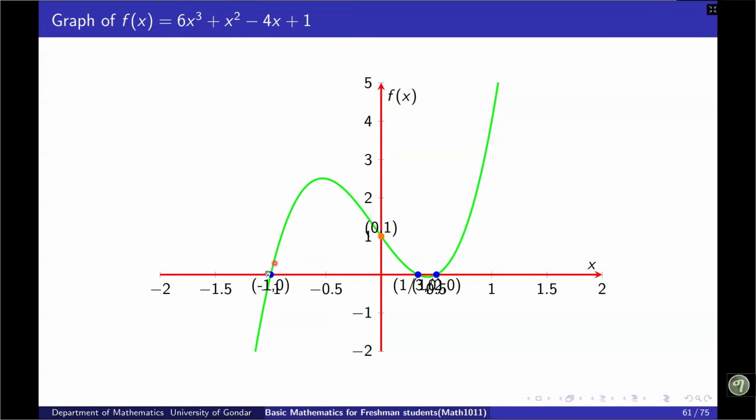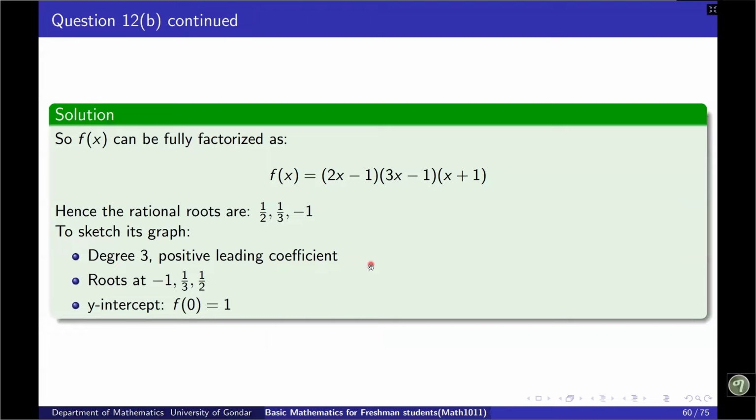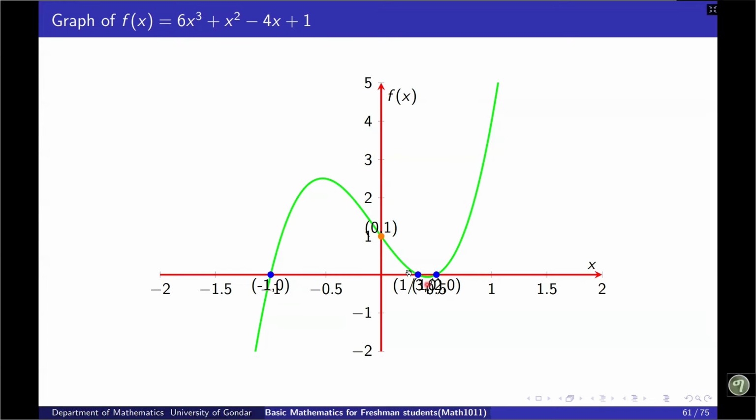And the x-intercepts, which are the zeros of the given polynomial function, are minus 1, 1 over 3, and 1 over 2, so that they hit the graph.